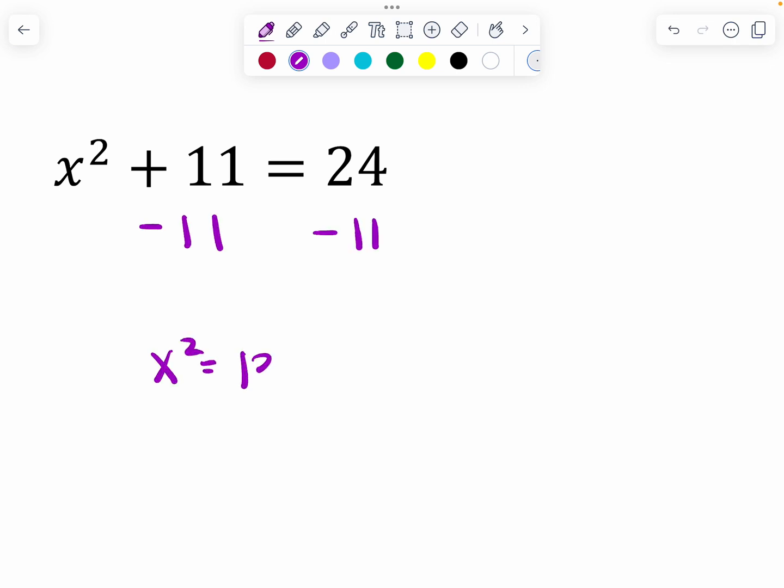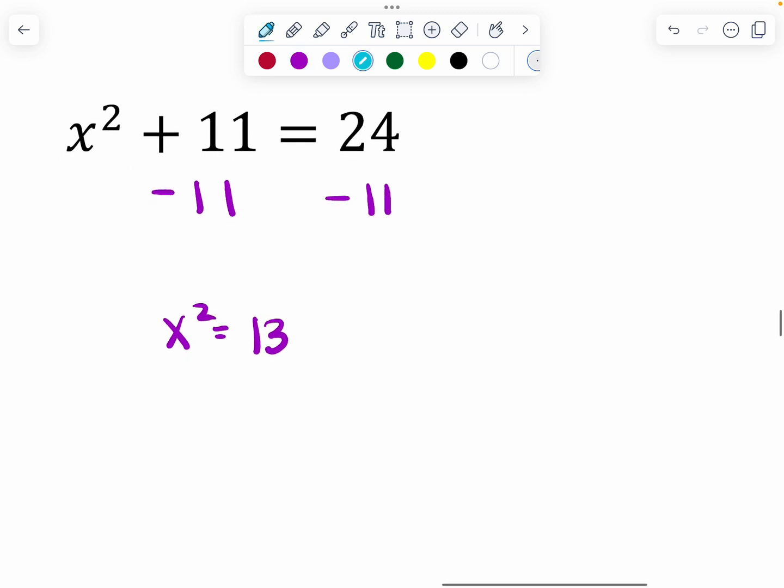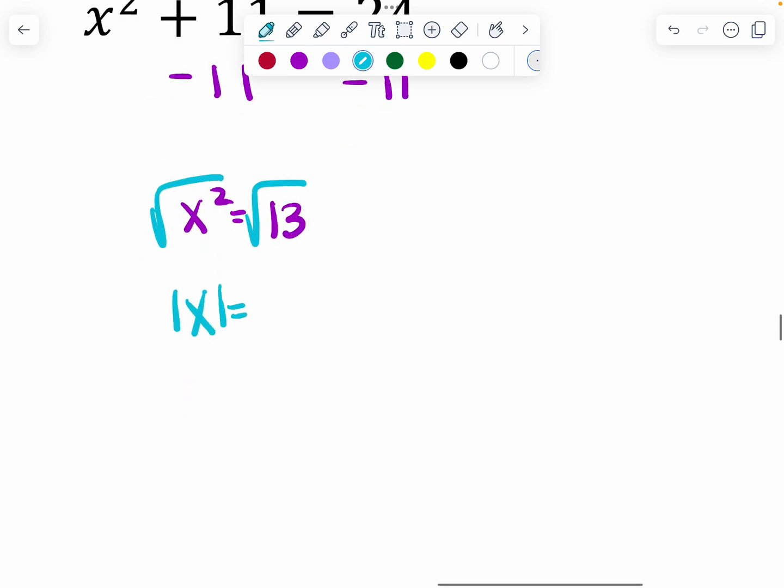24 minus 11 is 13. What's x with? A square. We undo a square with a square root. The square root of x squared is an absolute value. I have no idea what the square root of 13 is. Ta-da! The square root of 13 is the square root of 13.